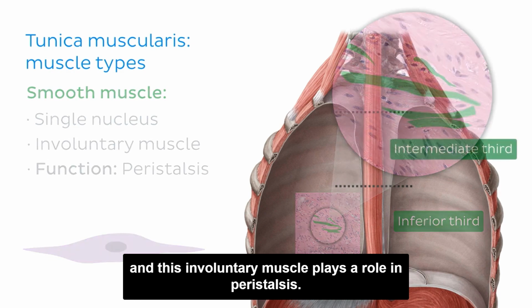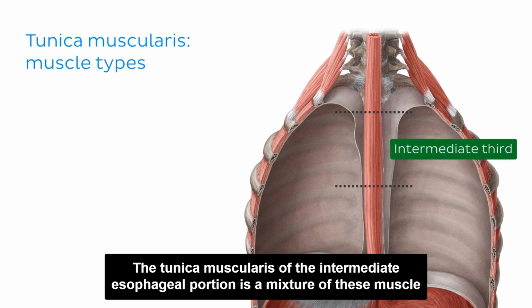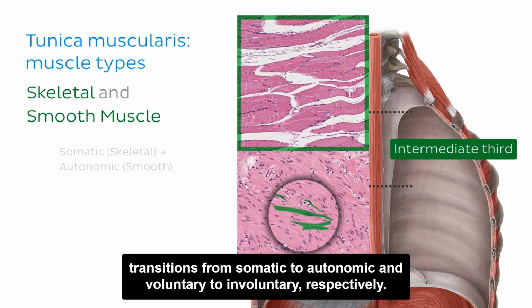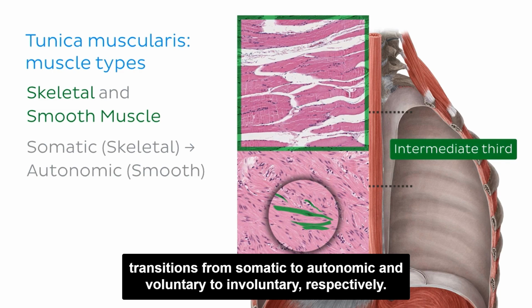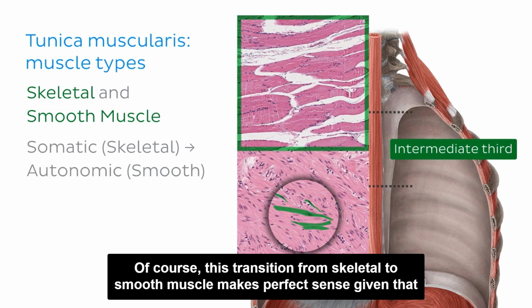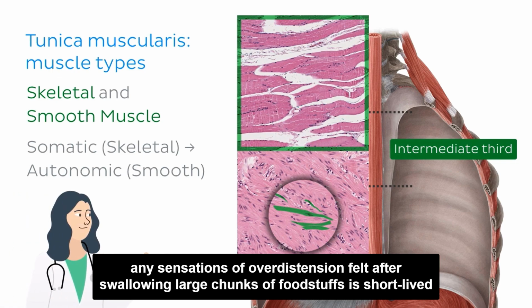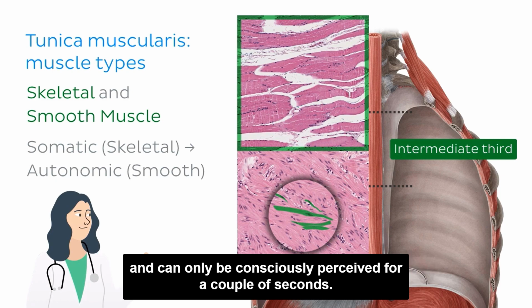peristalsis. The tunica muscularis of the intermediate esophageal portion is a mixture of these muscle types, skeletal and smooth muscle. And both muscle types appear as the esophageal innervation transitions from somatic to autonomic and voluntary to involuntary, respectively. Of course, this transition from skeletal to smooth muscle makes perfect sense, given that any sensations of overdistension felt after swallowing large chunks of foodstuffs is short-lived and can only be consciously perceived for a couple of seconds.